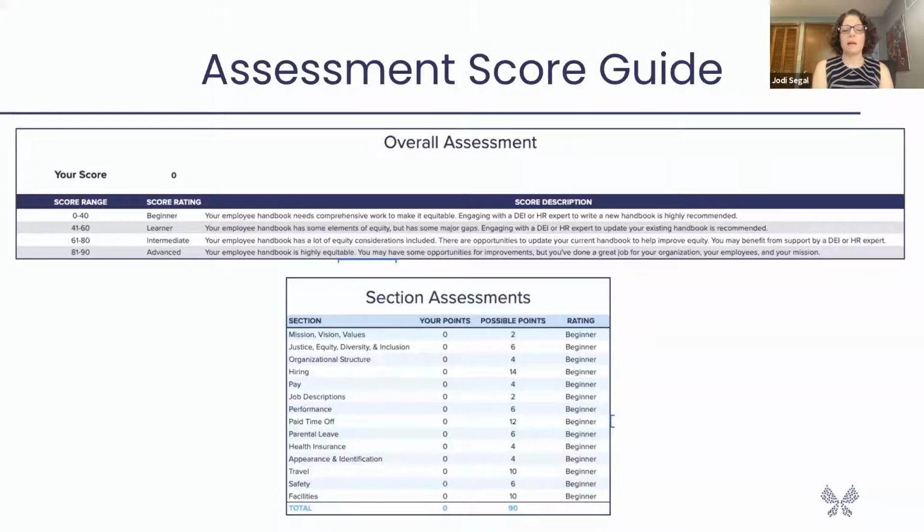Finally, please reach out if you would like a copy of the assessment tool that's a companion to this training. You will go through each of these items that I've described and rate them as either not included, included but need improvement, or fully included. Then you'll get a score by section and an overall score to help guide you on improving the equity of your employee handbook.